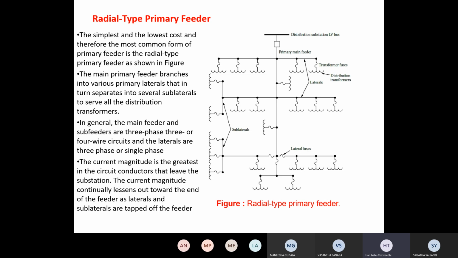The current magnitude is the greatest in the circuit conductors that leave the substation. The current magnitude continuously decreases towards the end of the feeder as laterals and sublaterals are tapped off the feeder. Usually the current lessens, and the size of the feeder conductors is also reduced. However, the permissible voltage regulation restricts any feeder size reduction. So the current always flows from up to downwards, into laterals and sublaterals also.